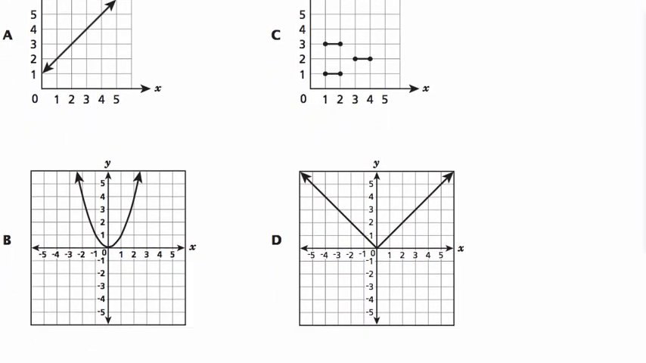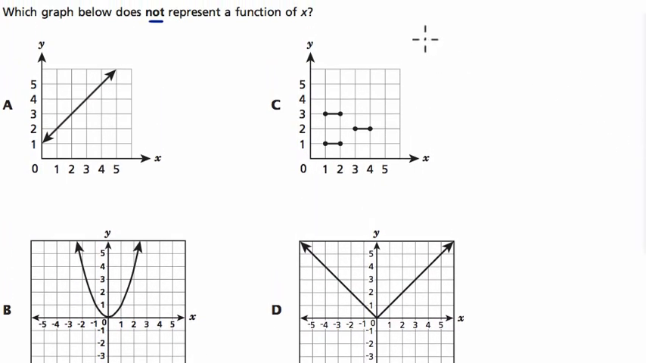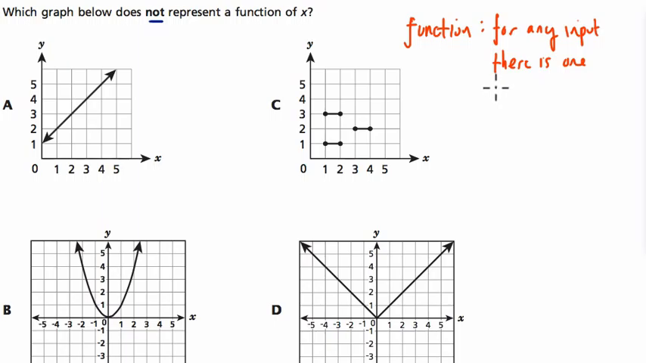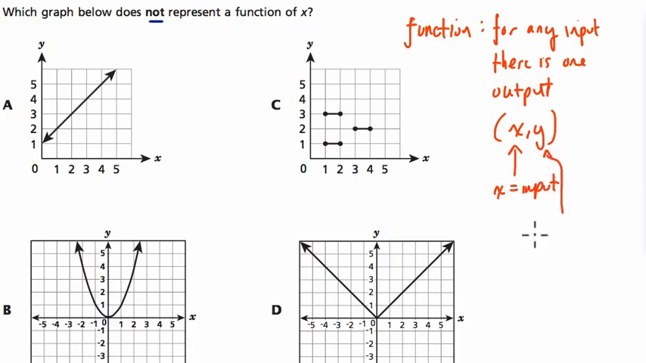The basic rule of a function, I'm going to write this down up here, is that if anything is to be a function, this means that for any input that you have, any starting point, there is one and only one output. So there is one output for every input. So in these graphs, our inputs and outputs are represented by points, x's and y's, where x is your input, right? X equals the input, and y equals the output.